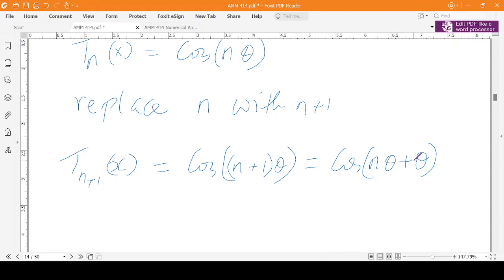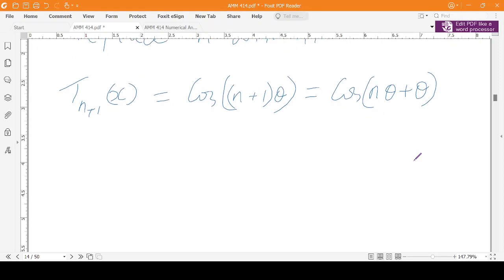So once we write it in this form, now we can use the compound angle formula in trigonometry to expand cosine of n theta plus theta as cosine of n theta times cosine of theta minus sine of n theta times sine of theta.